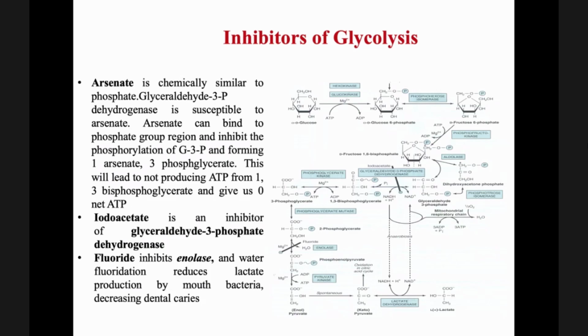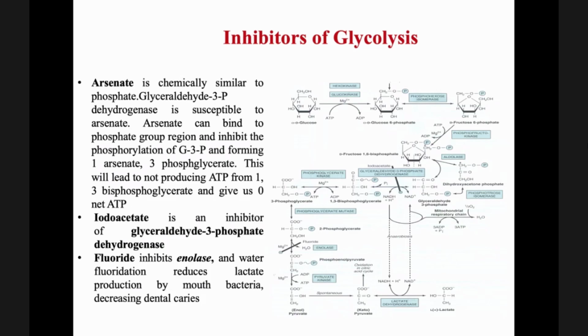Forming 1-arsenate, 3-phosphoglycerate will lead to no production of ATP from 1,3-bisphosphoglycerate and give us zero net ATP. If we block this reaction, we know that the first reaction to produce energy is changing the 1,3-bisphosphoglycerate into 3-phosphoglycerate. If we block this reaction and we block this molecule, the glycolysis will not go further. It will stop.